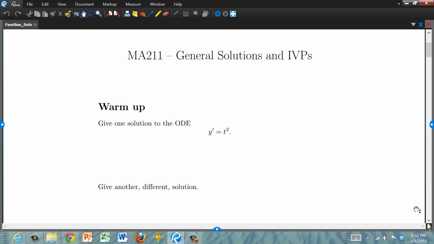I'd just like you to think hard and think of one solution to the ordinary differential equation y prime equals t squared. So that is, you're looking for a function y whose derivative is t squared. Can you think of such a function? Well, if you think hard about it, you might think, well, the derivative of t cubed over 3. That is most certainly t squared, and that's correct. Here's one solution: y of t equals t cubed over 3.